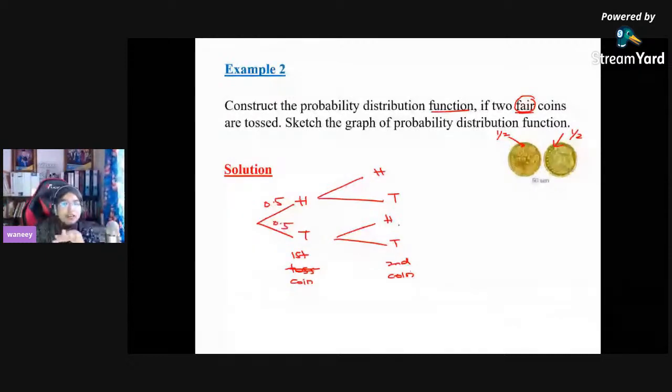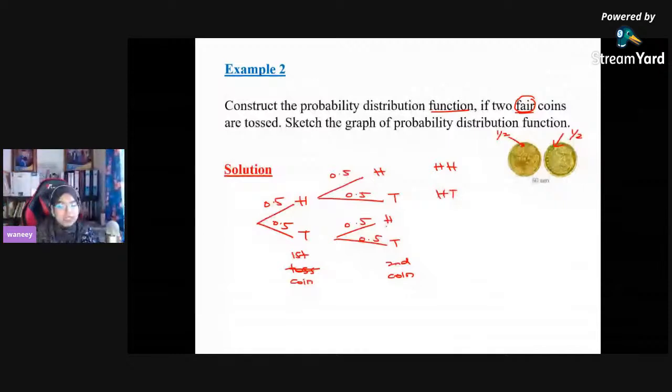For the second coin, we also have a similar probability. The chance to get a head is 0.5. The chance to get a tail is 0.5. Okay, so the first coin we get a head, second coin we get a head. So this is head, head, or H, H. And then this is H, tail. This is tail, H, so T, H. This tail, this also tail, so this is tail, tail.